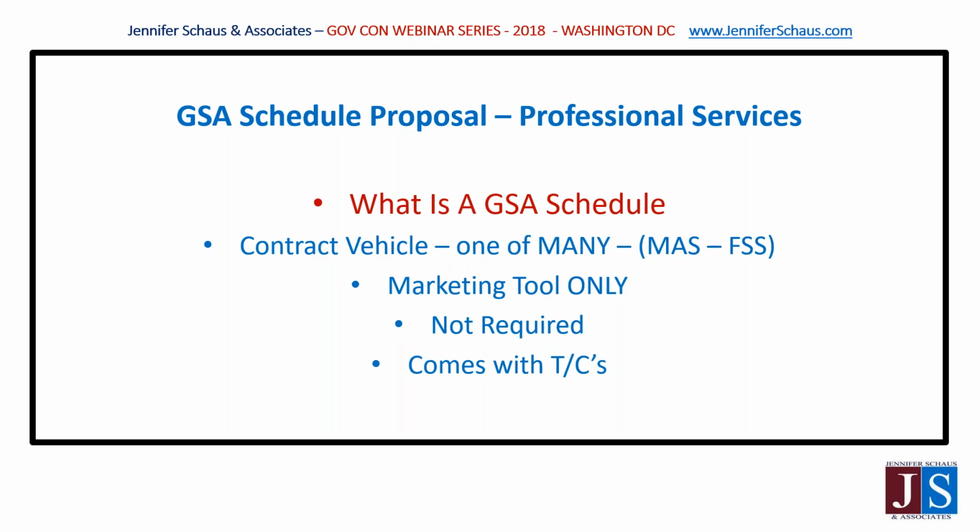So first of all, what is a GSA schedule? It's a contract vehicle. It's one of many, many ways that the government purchases. It's really only used about 10% of the time. And you'll see that GSA schedules are referred to as MAS, multiple award schedule, meaning there's multiple awards, multiple companies that hold GSA schedules. In total, there's approximately 18 to 20,000 companies that have a GSA schedule.